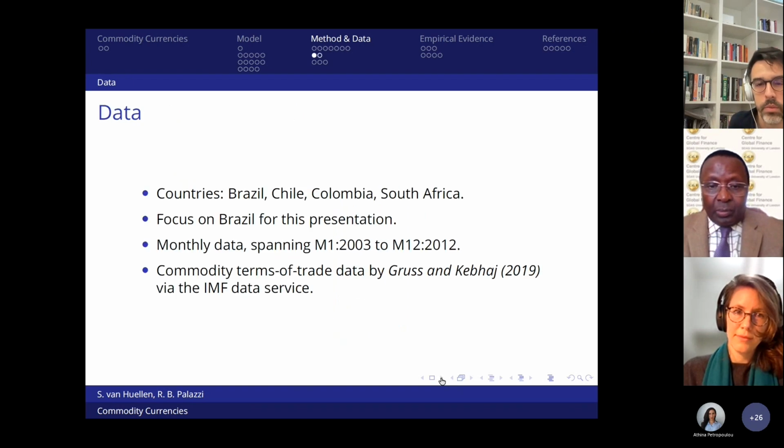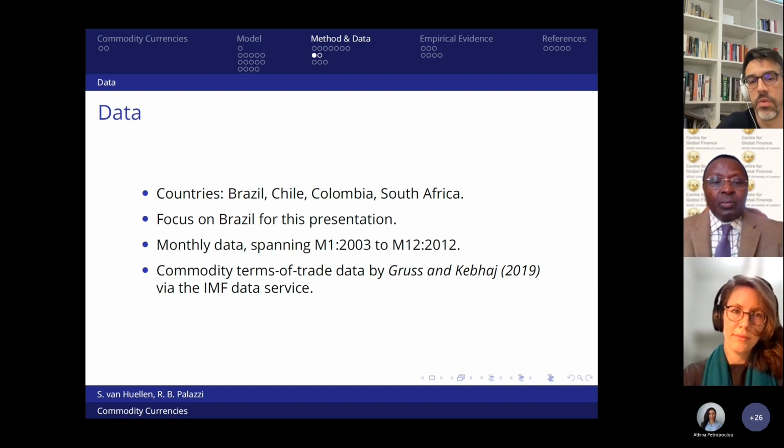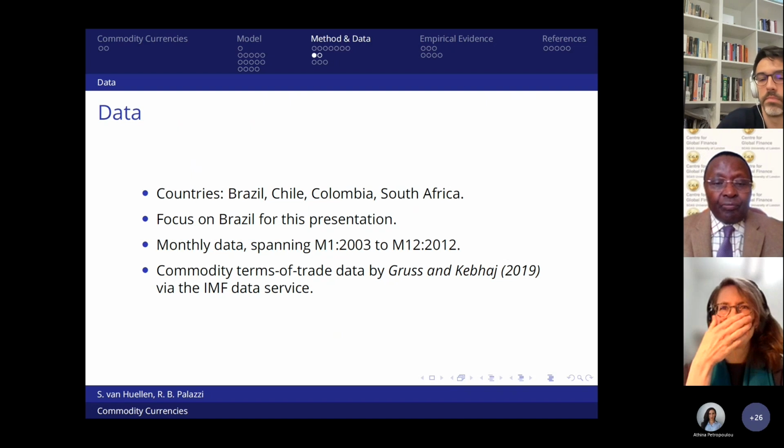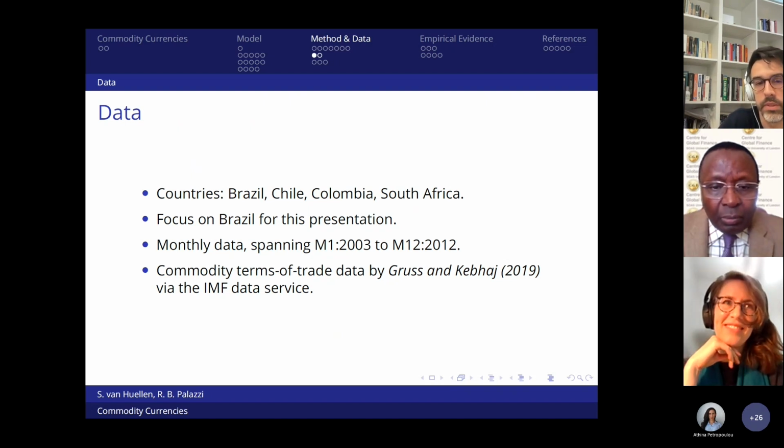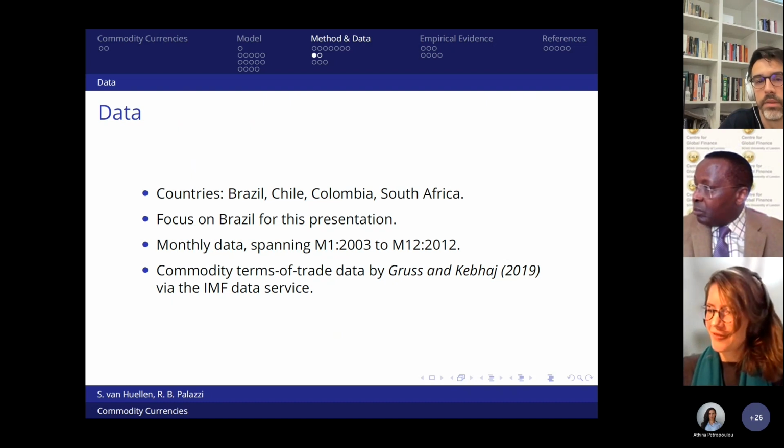Our data start from 2003 up to 2021. In this presentation we focus on Brazil, as Sophie was saying, but we are also comparing Brazil, Chile, Colombia, and South Africa.